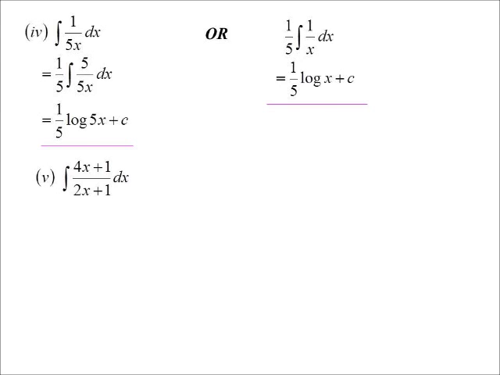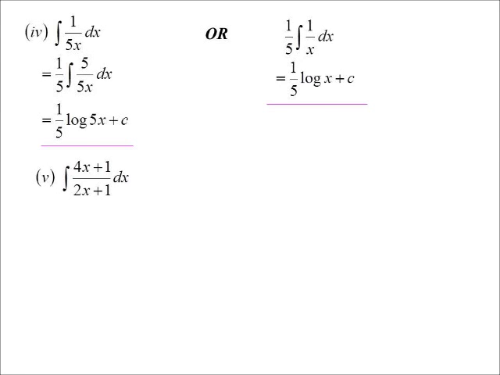4x plus 1 on 2x plus 1. How do I turn 4x plus 1 into the derivative of 2x plus 1? Well, what is the derivative of 2x plus 1? So how on earth could I turn 4x plus 1 into 2? Remember, we can't factorise out the x.